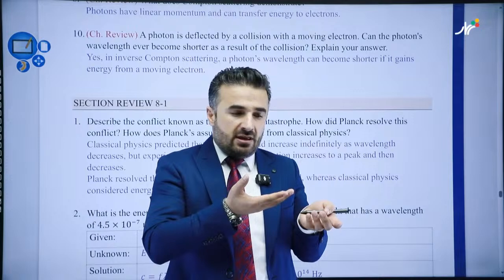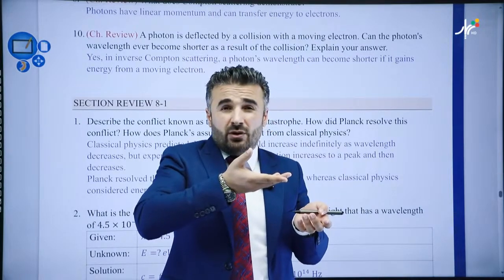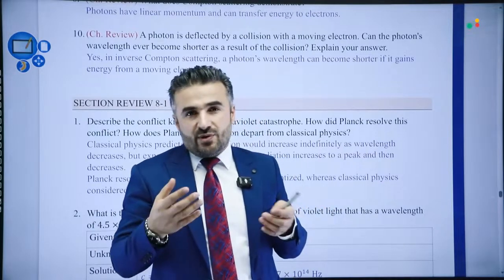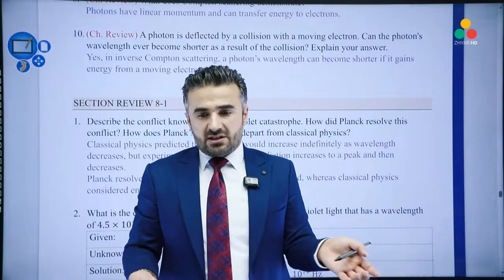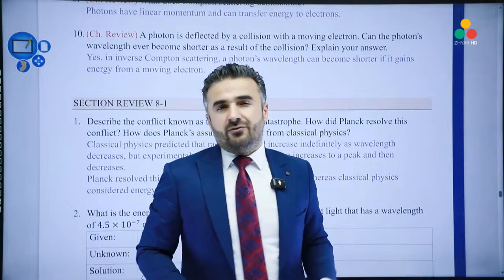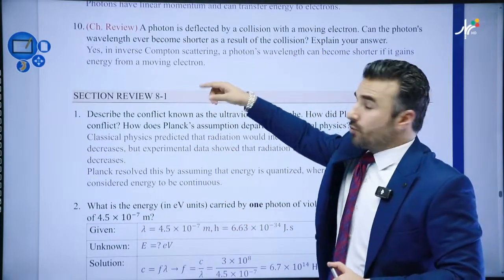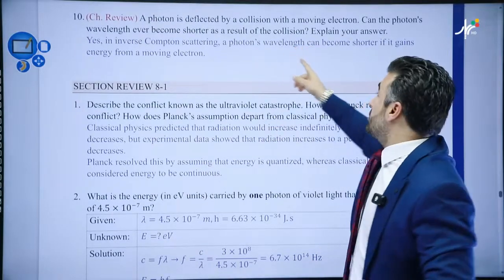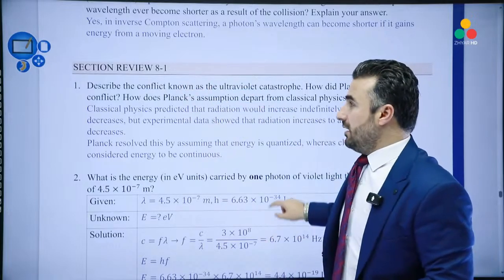If it gains energy, then of course the frequency will be higher, and the wavelength will be shorter. So can this ever happen? The answer is yes. It can happen if the reverse of the Compton shift happens. For example, instead of the photon losing energy, if it gains energy, then of course this can happen. So we'll say yes, in reverse Compton scattering, a photon's wavelength can become shorter if it gains energy from the moving electron.